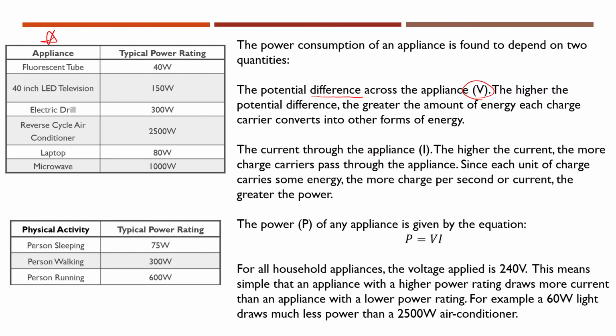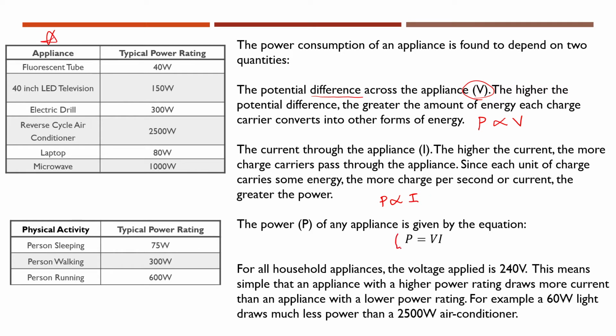So the current through the appliance, I: the higher the current, the more charge carriers pass through the appliance. Since each unit of charge carries some energy, the more charge per second, or current, the greater the power. So basically, using those two pieces of information, we understand that P is proportional to V, and P is also proportional to I. So you can actually put it into an equation.